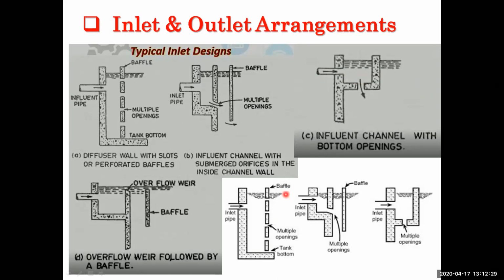And the fourth one is the overflow weir followed by a baffle. This is the baffle wall. Prior to the baffle wall, they provide the weir from where the water will flow in this way, and then it will be taken out. What is the purpose of the weir? Again, to reduce the velocity of the flow, or to control the turbulence. For that purpose the weir is provided. So these are some types of inlets for the sedimentation tank. It depends on which type of inlet you choose and which type of sedimentation you are using.